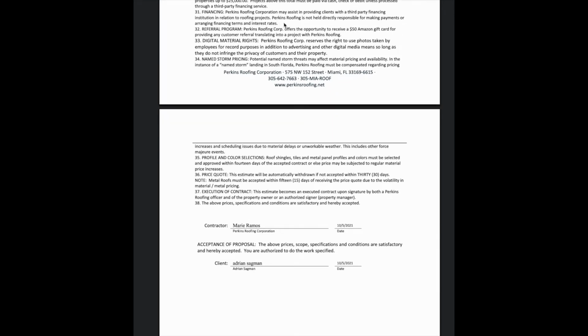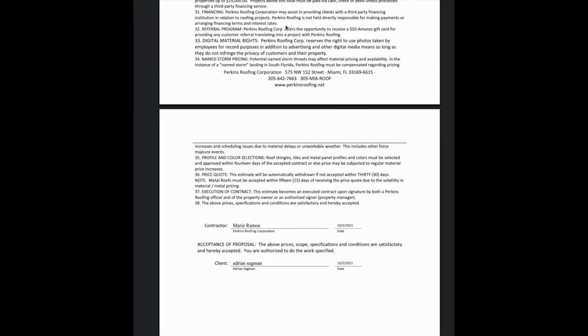31, financing. Perkins Roofing may assist in providing clients with third-party financing. We are signed up with Y-Green and Renew Pace. However, we cannot do it for you. So we cannot make the financing terms for you and help prepare the paperwork. We can't do it for you, but we can guide you in the right direction. Same thing with insurance claims.